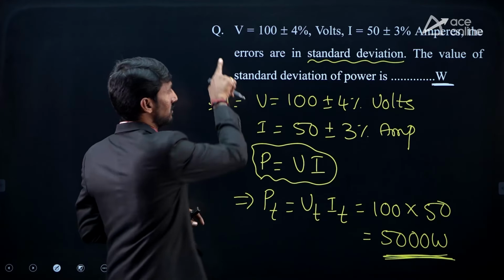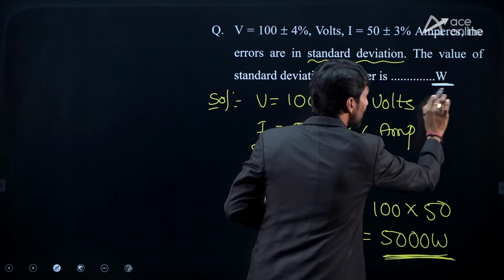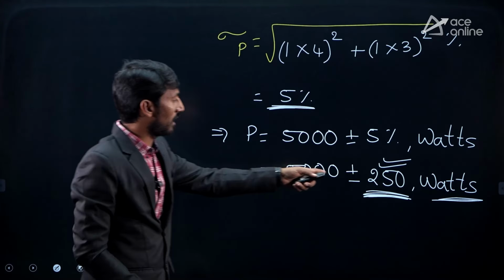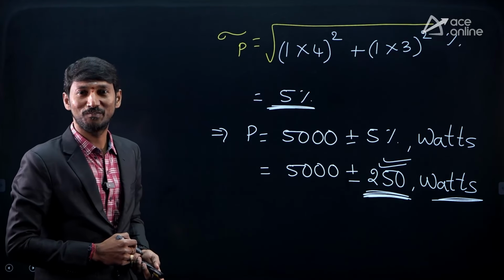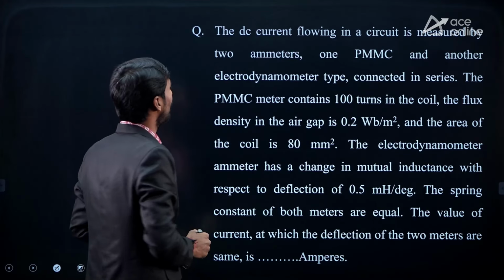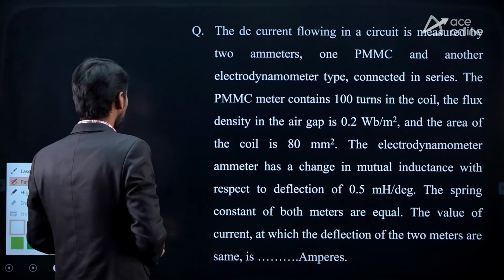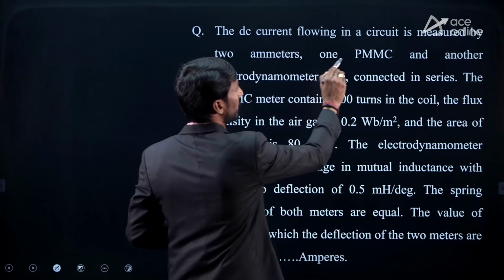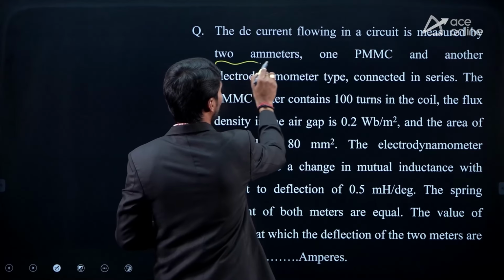No, don't do that. See the question from starting to last. He is asking in terms of watts. Therefore, the answer will be 250 watts. Right? Next question. The DC current flowing in a circuit is measured by 2 ammeters.